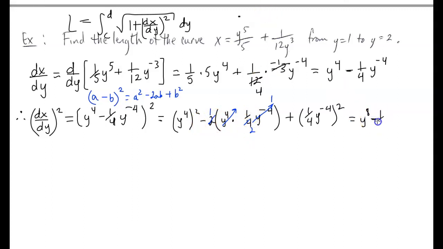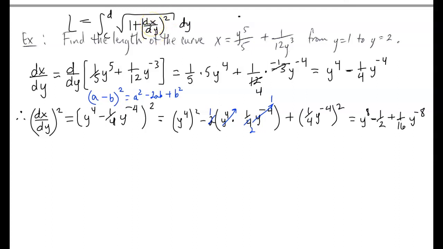So this will be minus 1/2. And then our last term ends up being 1 over 16 times y raised to the negative 8. And so that will be our expression that we'll put here for the derivative of x with respect to y squared.